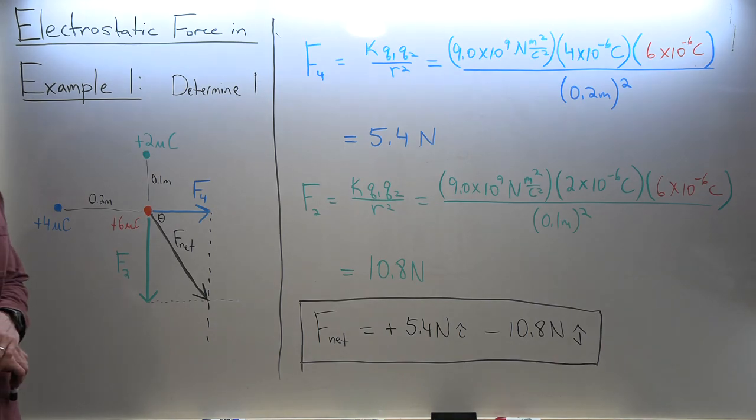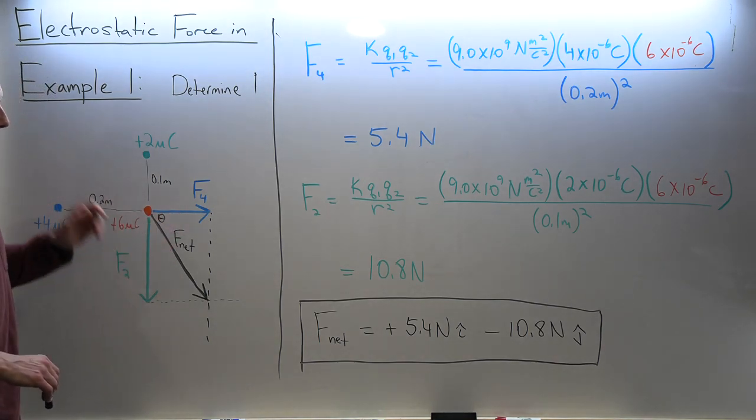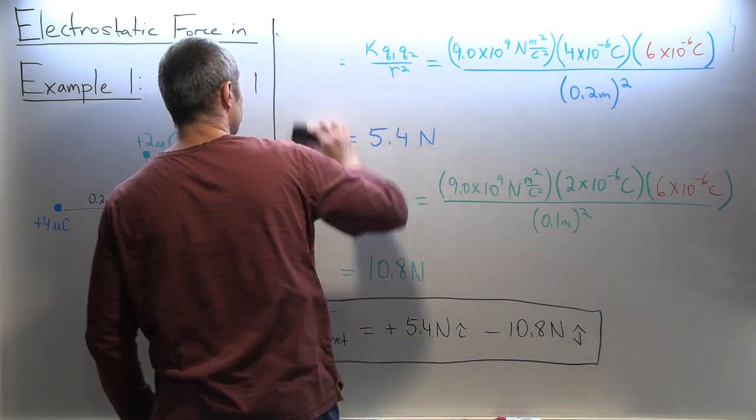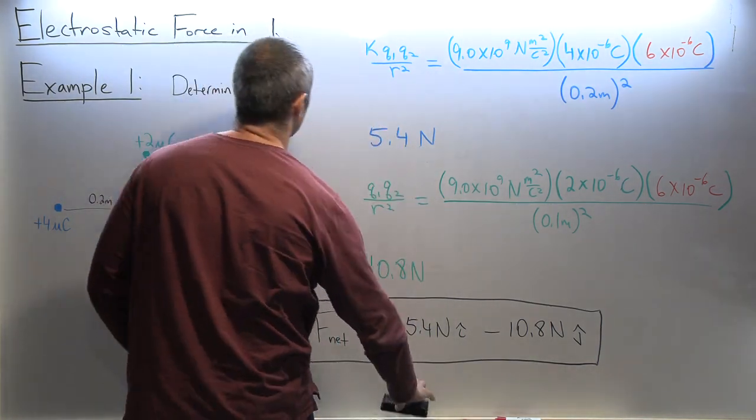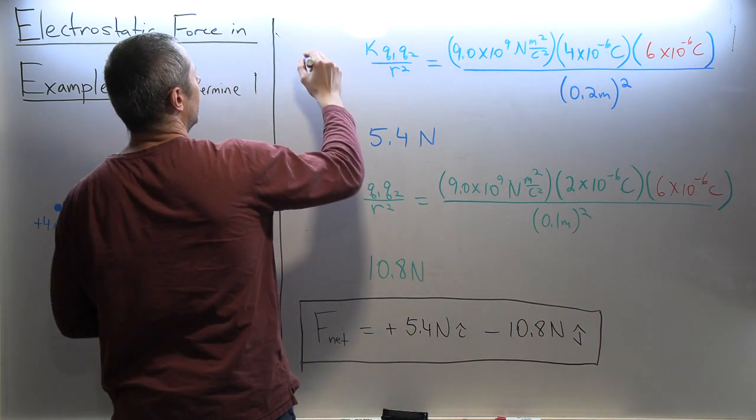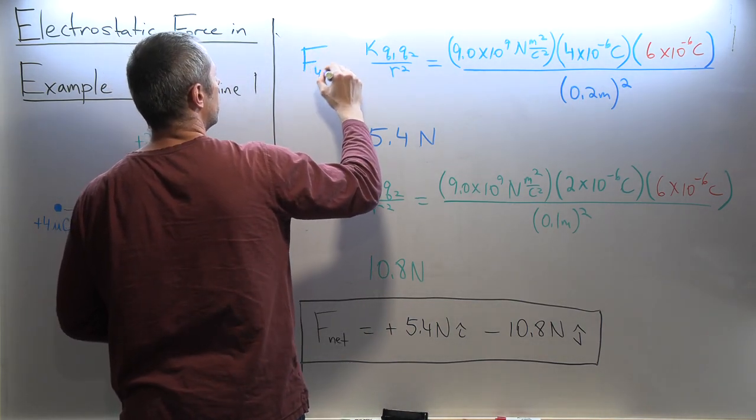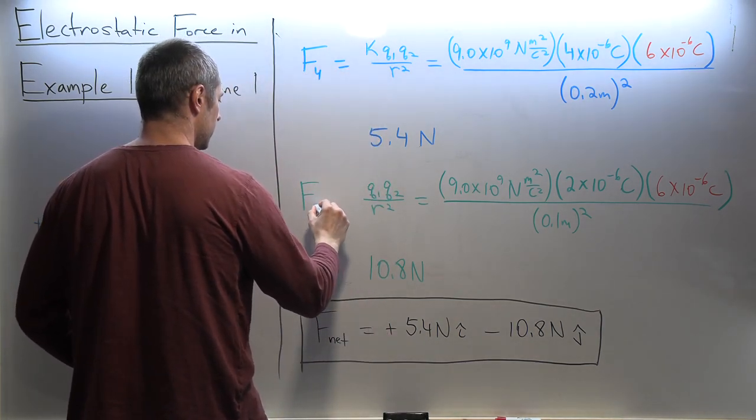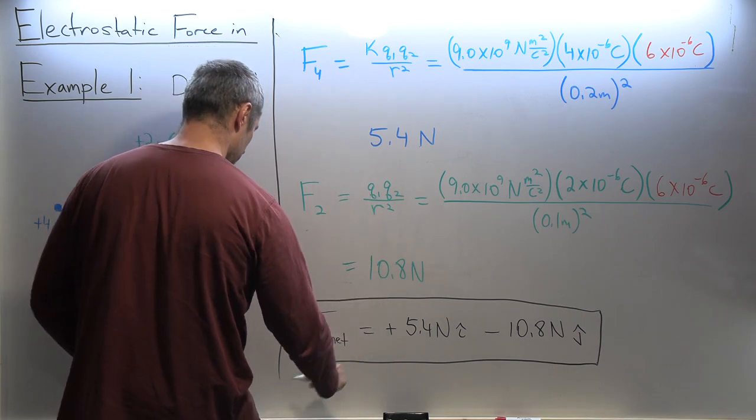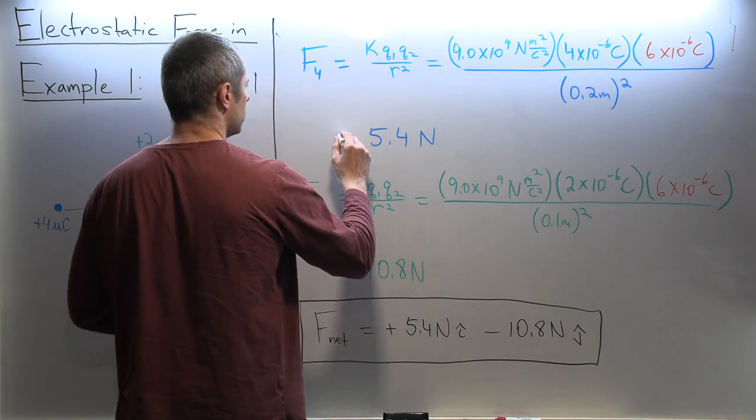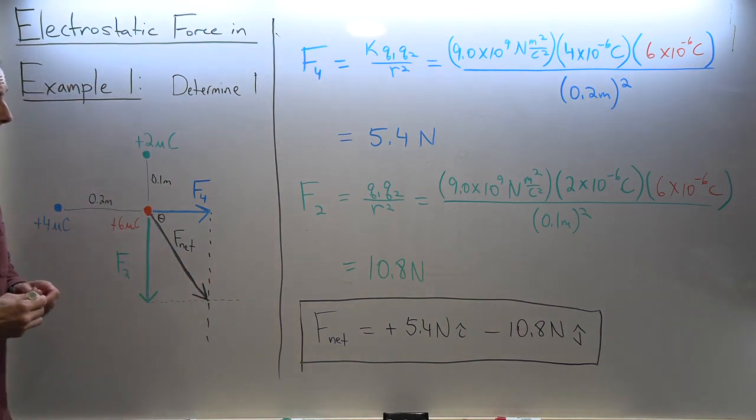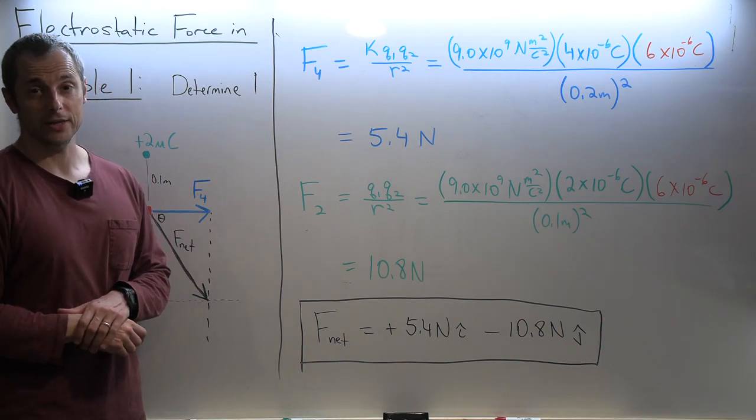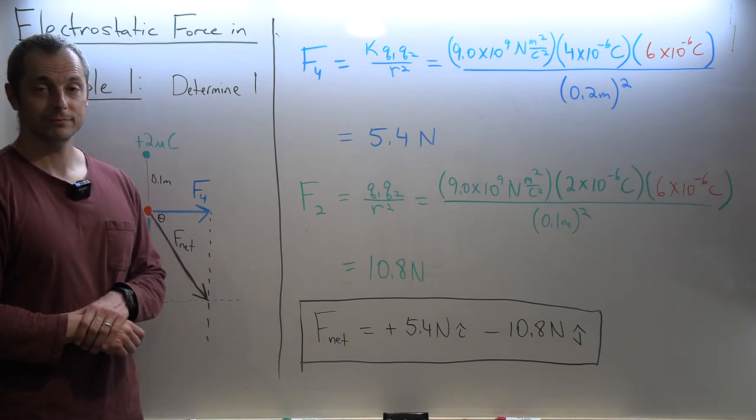Now, of course, if they wanted to know the magnitude and the direction, then what I would have to do is use the Pythagorean theorem. Oops, I forgot. F4 equals and F2 equals. Okay, so if you haven't written this down yet, I'm going to pause the video here to give you a chance to catch up.